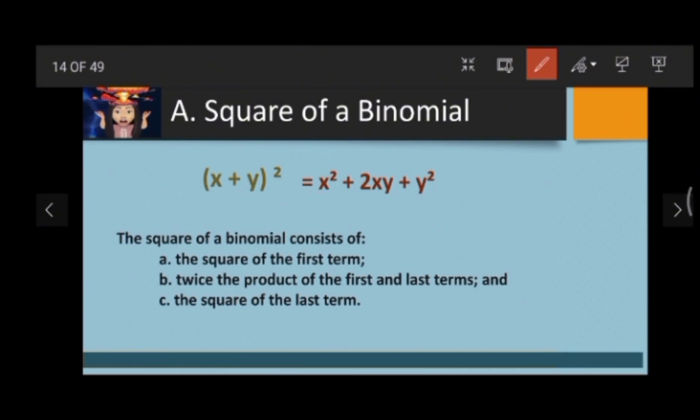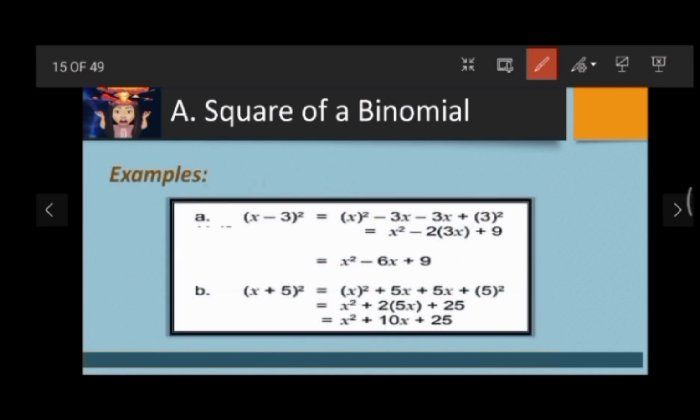We have some examples. So, x minus 3 squared. We have x as our first term and 3 as our last term. So we need to square the first term, which is x squared, and get twice the product of the first term and last term, which is 2 times 3x, and 3 squared, which is our last term, which is 9. So we will have x squared minus 6x plus 9.